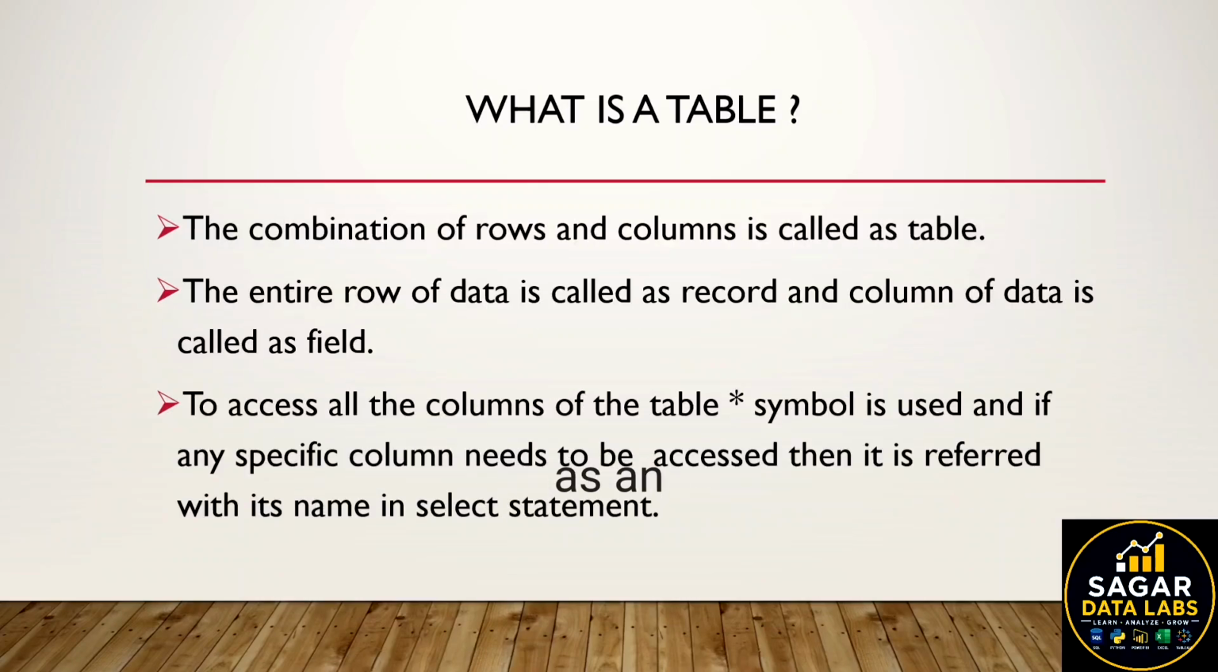Think of a table as an Excel sheet. The row of data is called a record and a column of data is called a field. Now, to access all the columns of the table in a database, we use the asterisk sign. And if we want to access only some specific columns, we use their names when we are writing the query.